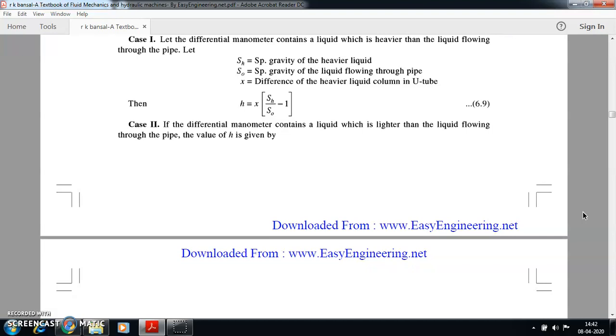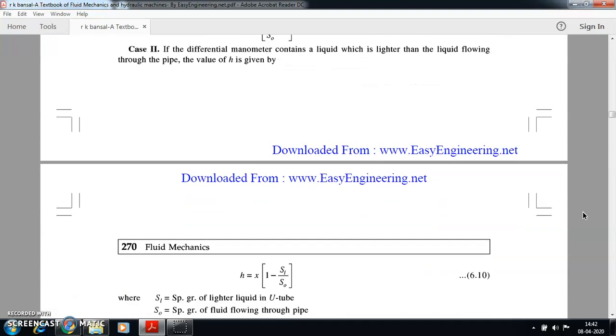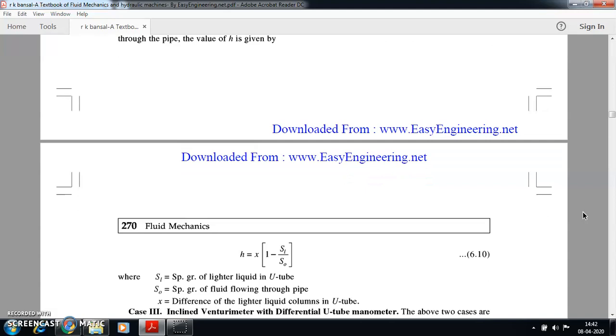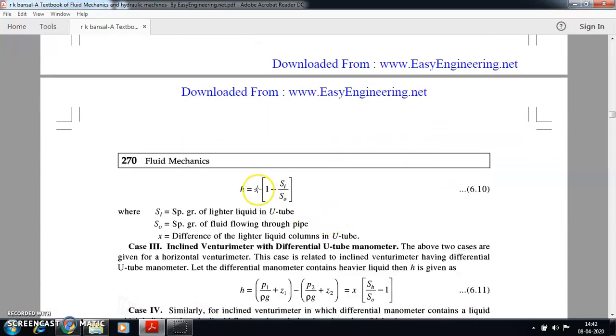Now if the case is vice versa, if the liquid in the manometer is lighter compared to the liquid in the pipe, then h will be equal to x into (1 minus S_l divided by S_o), where S_l refers to the specific gravity of the manometer liquid here, and S_o is that of the fluid flowing through the pipe. So you should never get confused with both the cases. The only difference is 1 minus the specific gravity ratio, versus the ratio minus 1, into x. That important thing you have to find out.